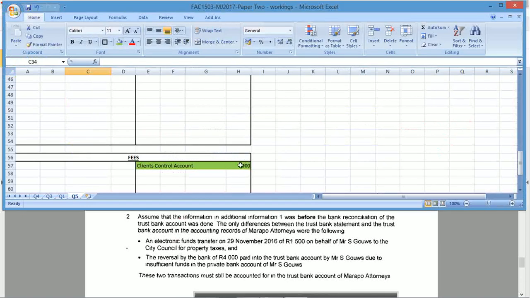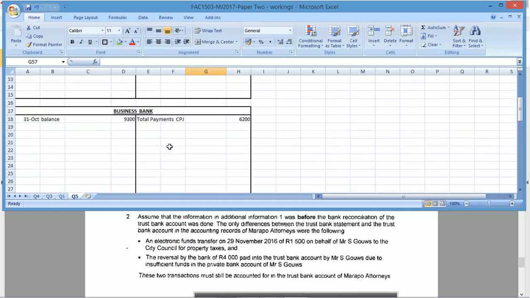Okay. Right, so an EFT on behalf of G to the City Council for property taxes. Okay, so who's paying this? The client or the business? Let's think about this. It's the client's money and we're paying the council for property taxes. Yeah, so the client would have to pay this. So if it's an EFT, who's paying it? The client. Okay. So if the client is paying it, it's going to come out of the trust.